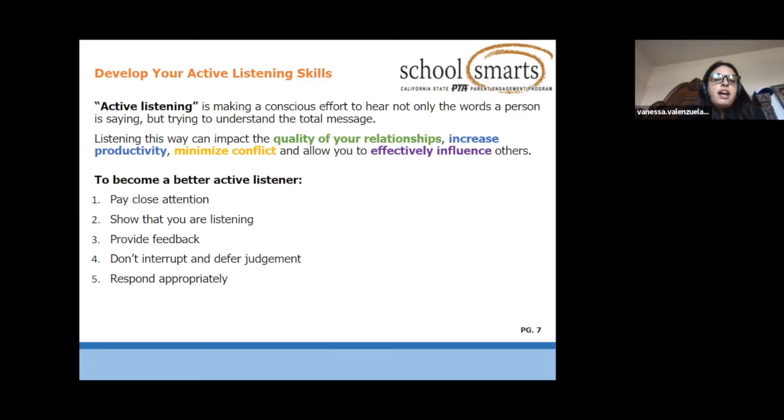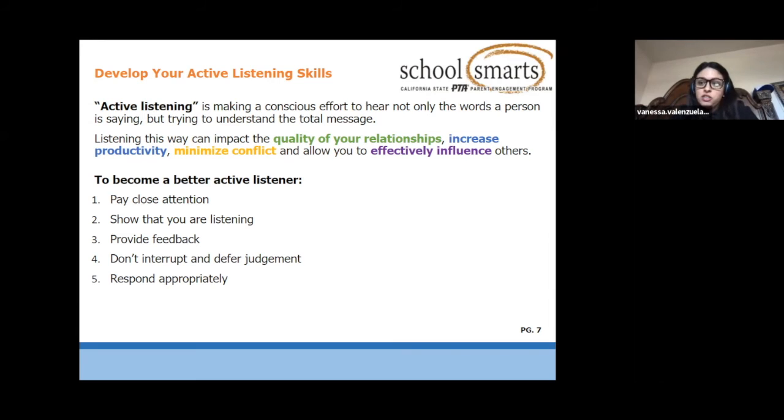To become a better active listener, you have to pay close attention, show that you are listening, provide feedback, don't interrupt and defer judgment, and respond appropriately. So as you can see, there's a lot of factors that come into play when we're not only being an effective communicator, but being an active listener, because if you want to be an effective communicator, you also have to learn how to be an active listener. It is a lot of different factors, as you can see.